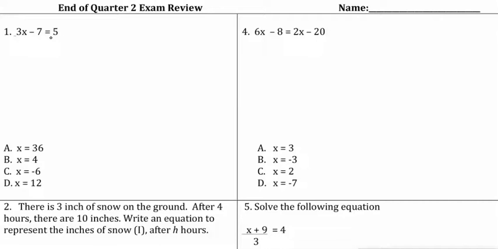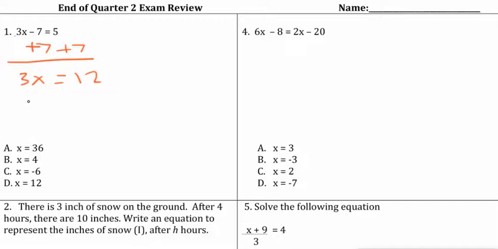Alright, so we need to solve this equation, so we're looking to find what x equals. So I see x is being multiplied by 3 and then subtracted by 7, so I'm going to add 7 to both sides. So I get 3x equals 12, because 5 plus 7 is 12, and negative 7 plus 7 is 0.